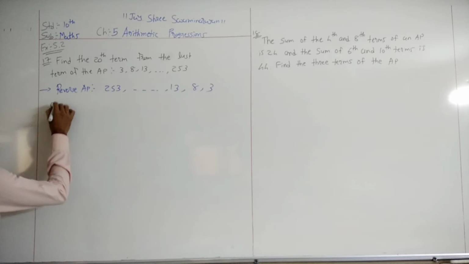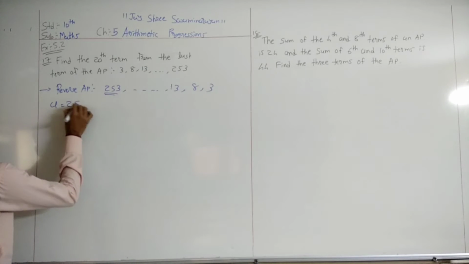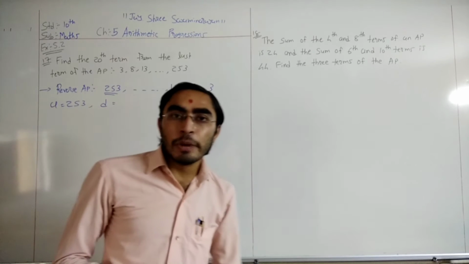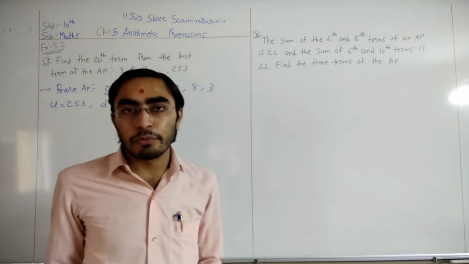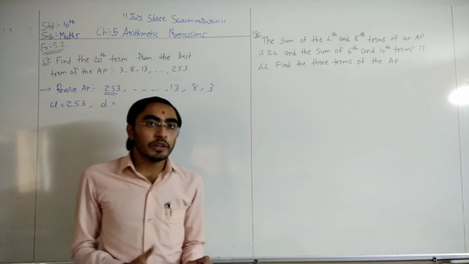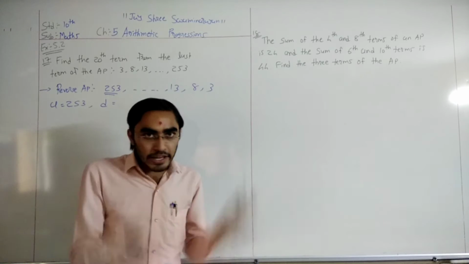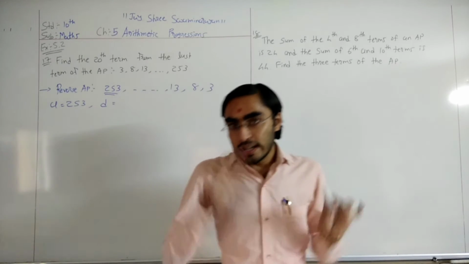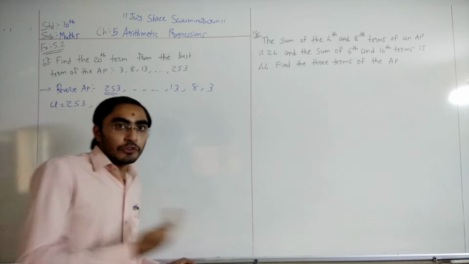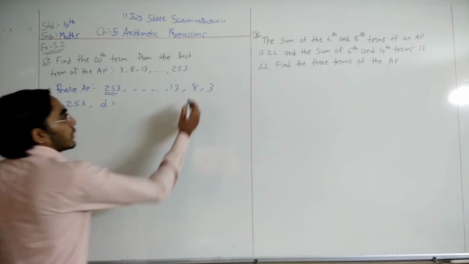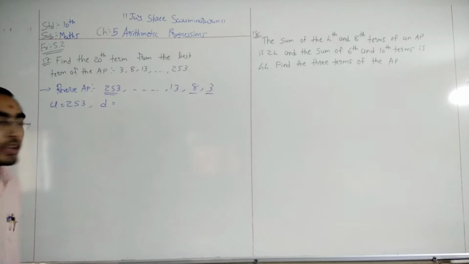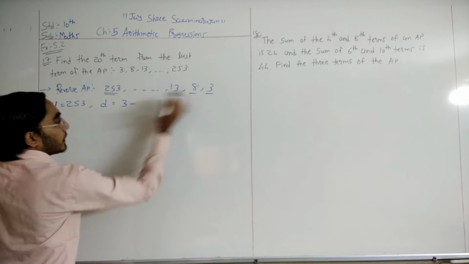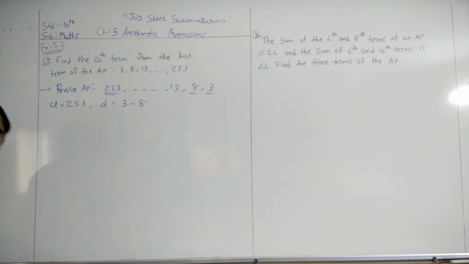Now here our first term a is 253. Common difference d, what is the formula? a2 minus a1. But here we don't use that formula. Difference d means the difference between any two consecutive terms. Common difference d means the difference between any two consecutive terms. So here we are using these two terms. Common difference d is next term minus previous term, that means 3 minus 8.